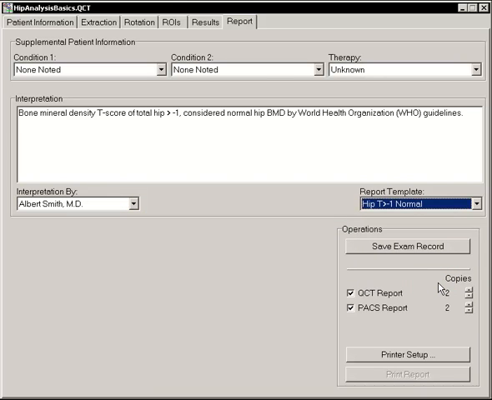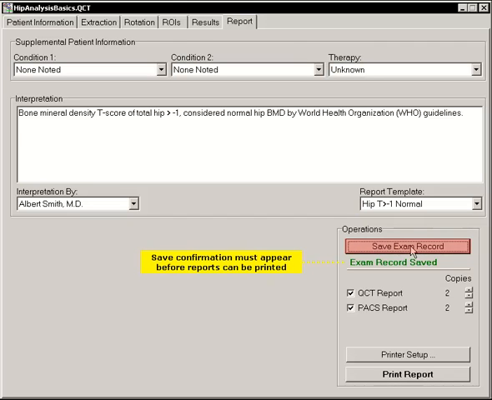After any edits are complete, click on Save Exam Record. A confirmation message, Exam Report Saved, will appear below the Save button, and the Print Report button will activate. Reports may now be printed. This concludes the analysis of this examination and this tutorial.